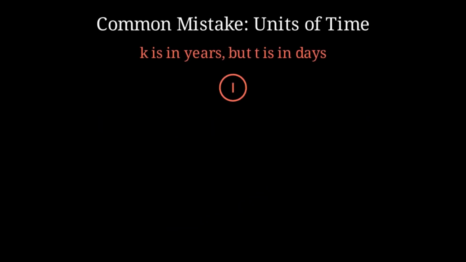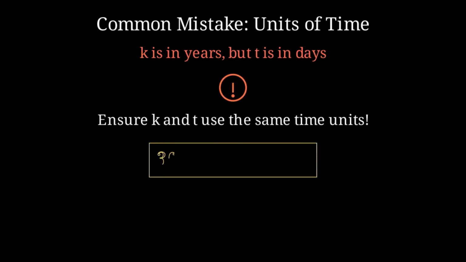Another trap is mismatched units. If your decay constant k is defined in years, but you plug in a t value in days, your result will be wildly incorrect. Always ensure that the units of your rate and the units of your time variable are perfectly synchronized before calculating.